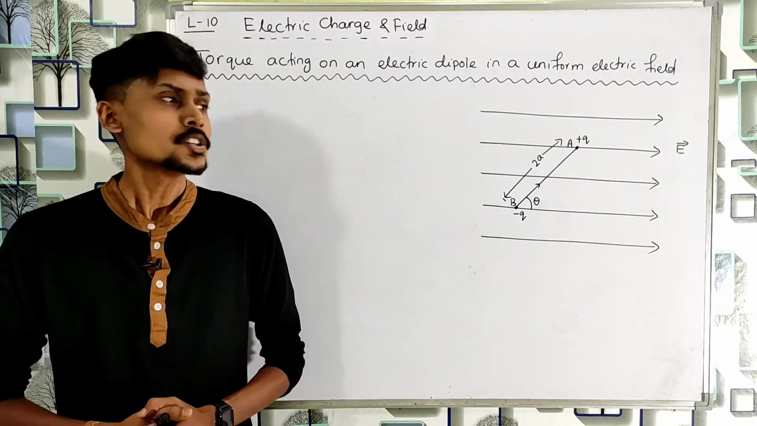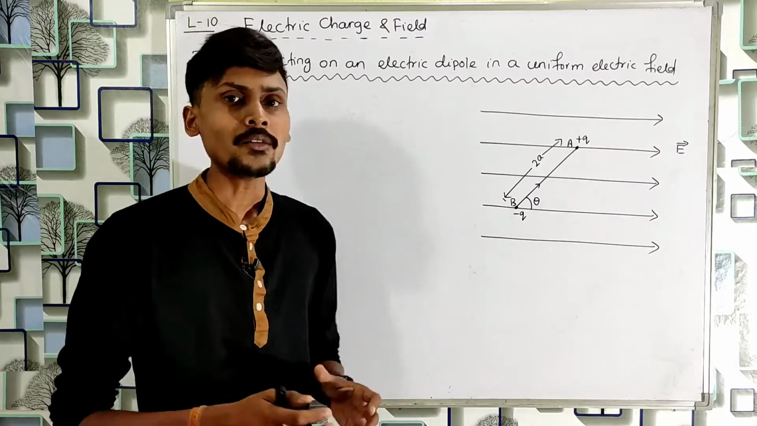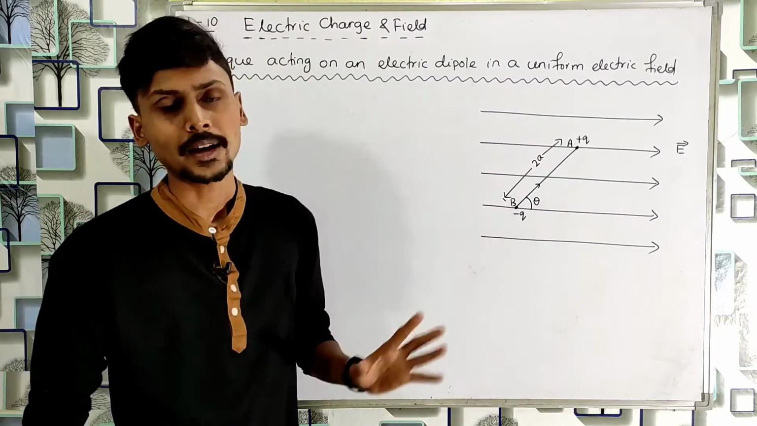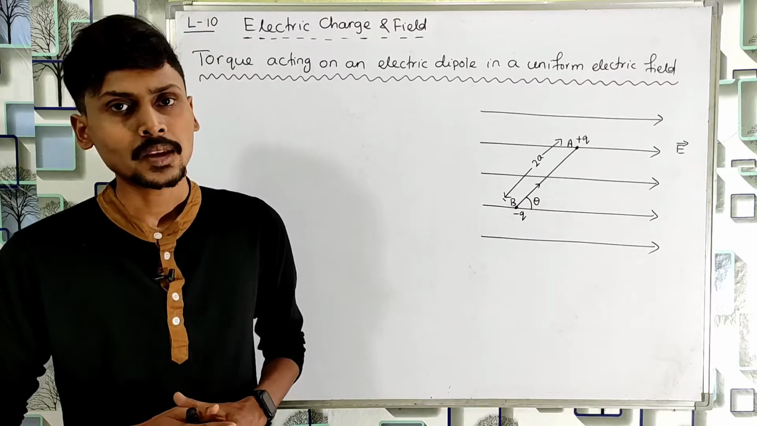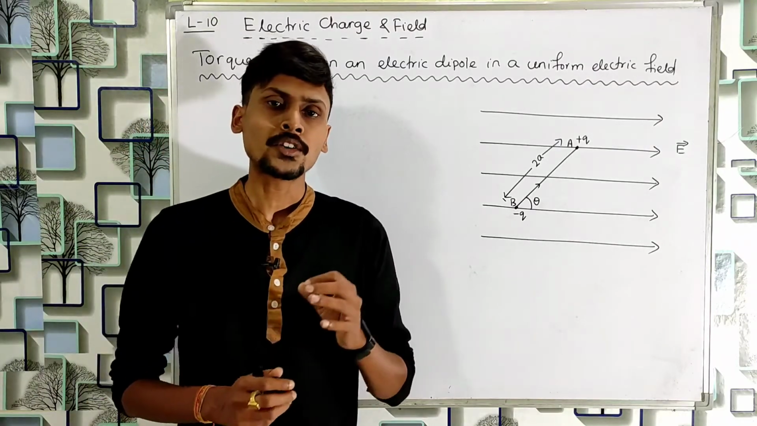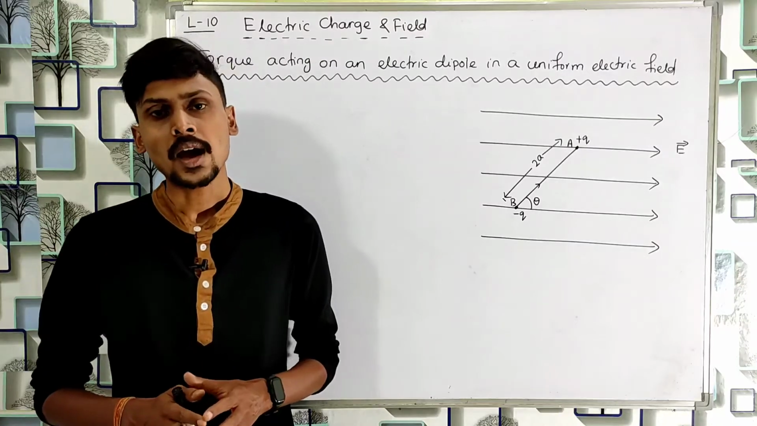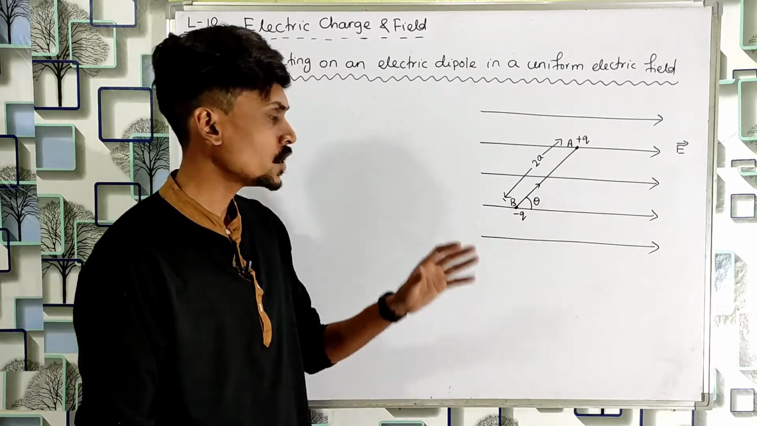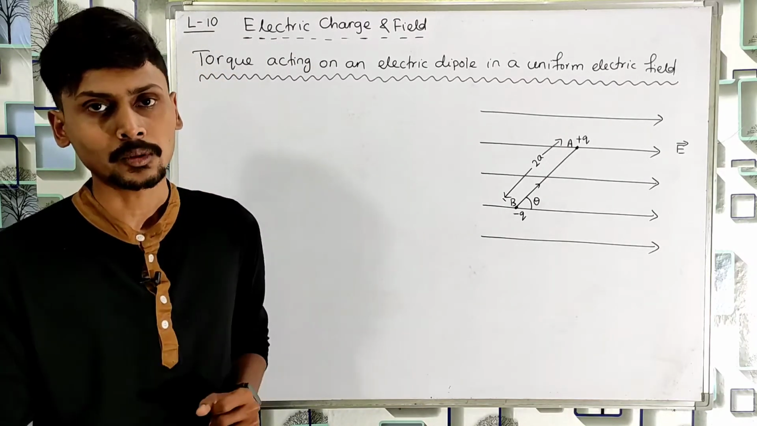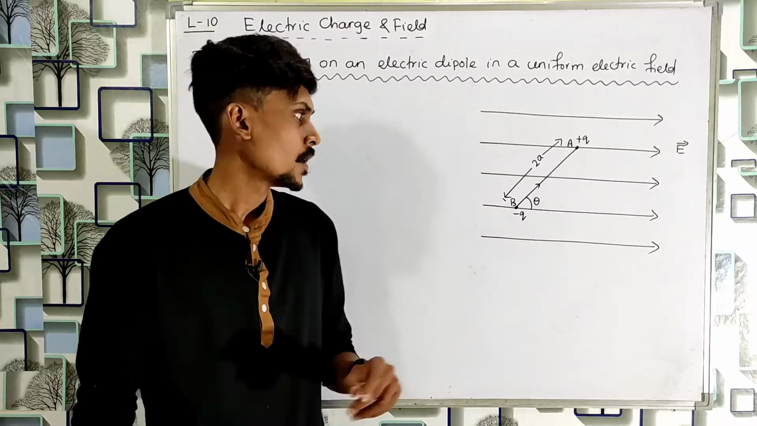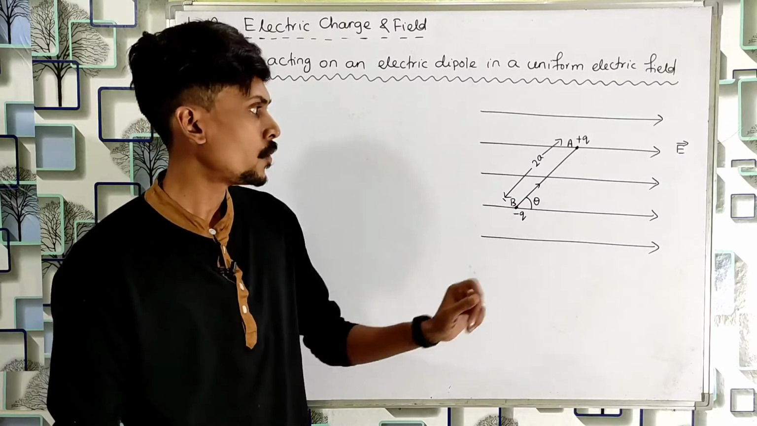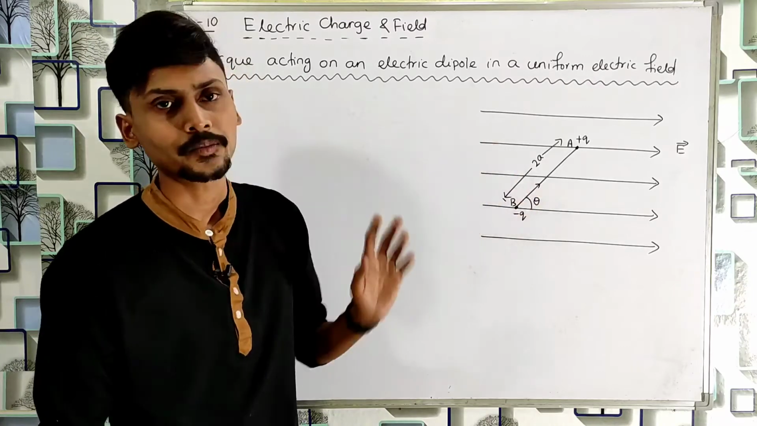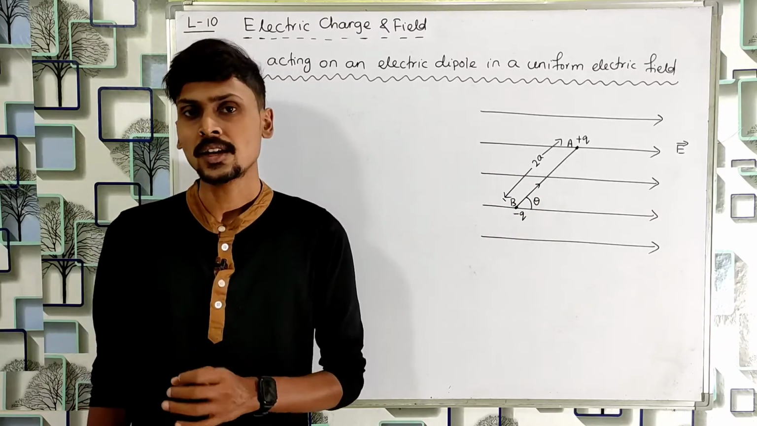So let's get started. Students, just look at the diagram here. We have a uniform electric field which is represented by parallel and equispaced electric field lines, and the strength of electric field is E everywhere. Uniform electric field means the strength of electric field has the same magnitude and the same direction at every point throughout. Inside this uniform electric field, we have an electric dipole which consists of two charges, minus Q at the point B and plus Q at the point A. The separation between the two charges is 2a, or we can say that the dipole length is 2a.